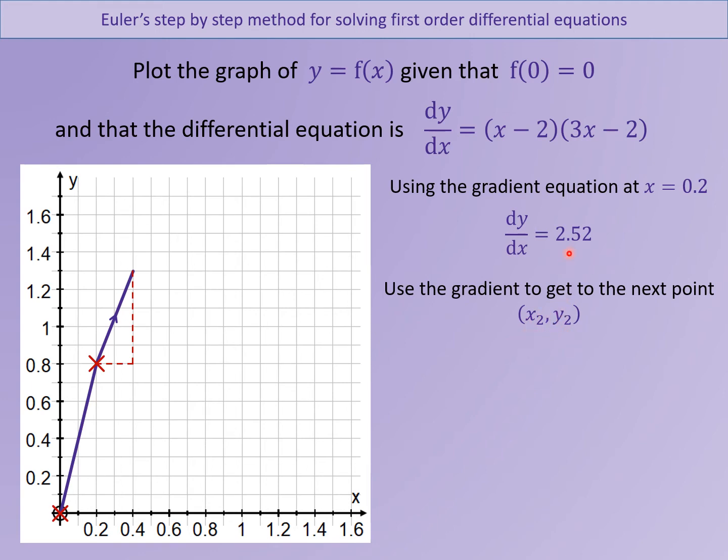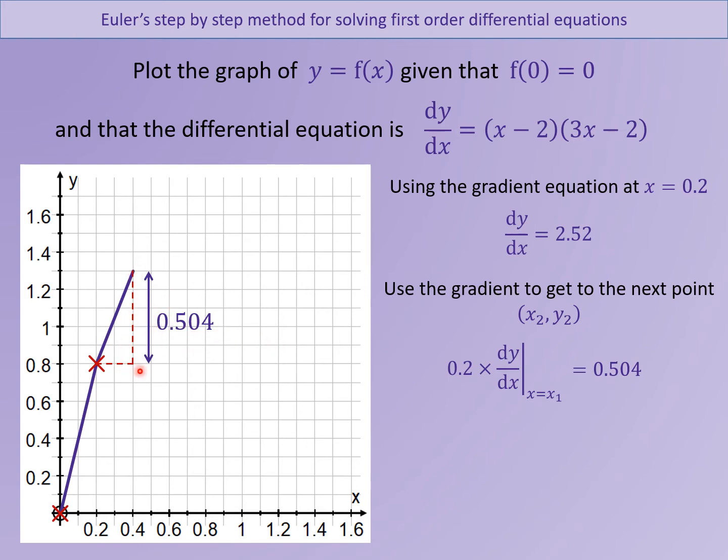I do 0.2 times the gradient at the previous point, which is 2.52, and I get 0.504, but I have to be careful because that isn't going to be our y value, of course. Our new y value is up here. It's about 1.3, isn't it, if you look at it? It's clearly not 0.504, so I need to be very careful.